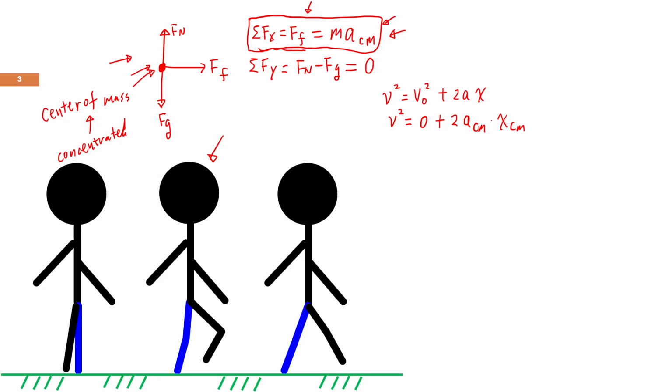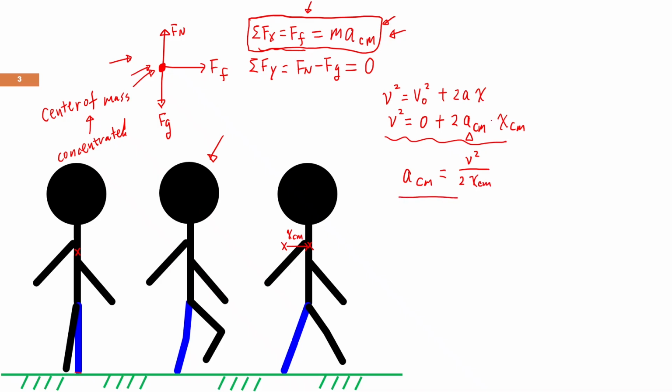As we discussed before, originally the center of mass is right above the foot, but after a while the center of mass moves here. So this is the initial position of the center of mass, then the center of mass moves a displacement of x. So from this equation, we can get our center of mass acceleration. So our center of mass acceleration equals v squared divided by 2 times the center of mass displacement.